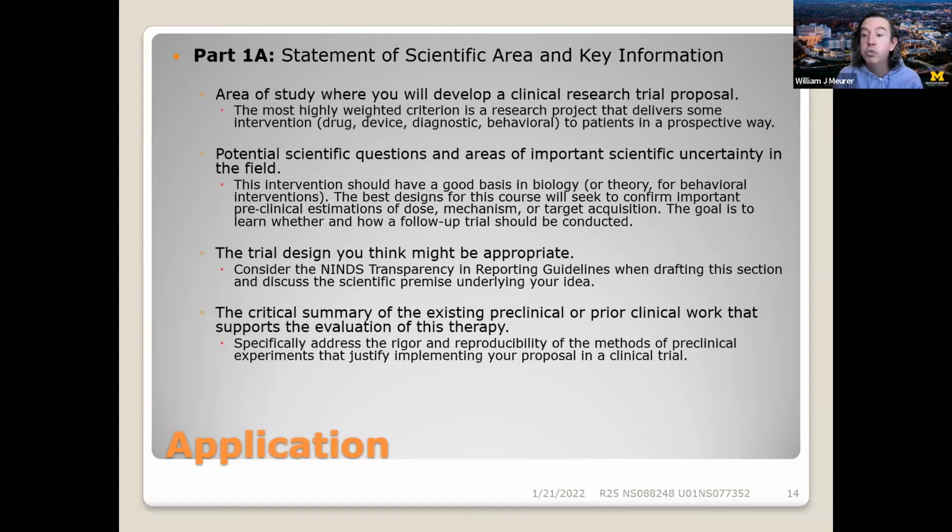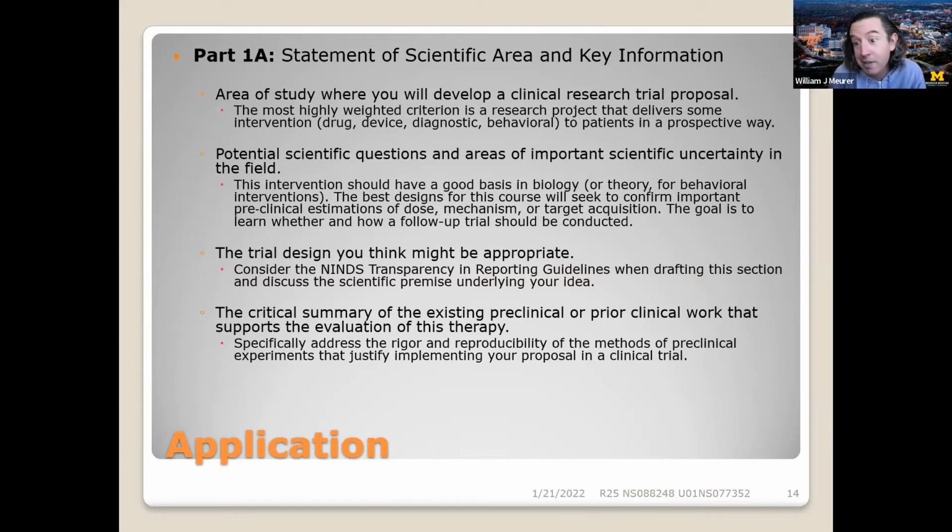We want you to think about the NINDS transparency and reporting guidelines. There's a link to that in our application. And this is really to think about, is the evidence that you're pointing to from preclinical experiments, was there a good amount of scientific rigor that got to this point before? And if there wasn't, are you cognizant of that and seeking to rigorously develop new data that fills those gaps?